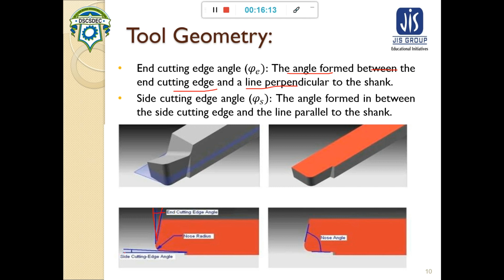Similarly, the angle between the line parallel to the shank and the side cutting edge gives us the side cutting edge angle. In between them is the nose radius, and this can be given as the nose angle also. So this angle is known as the nose angle.